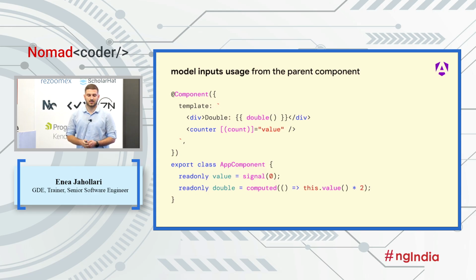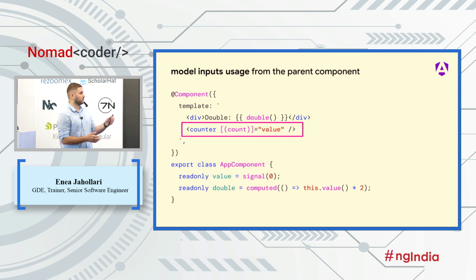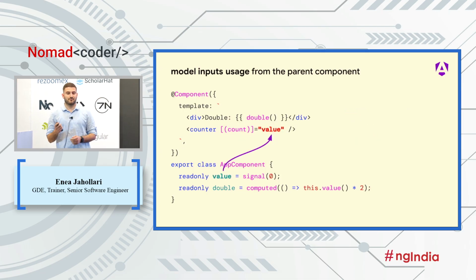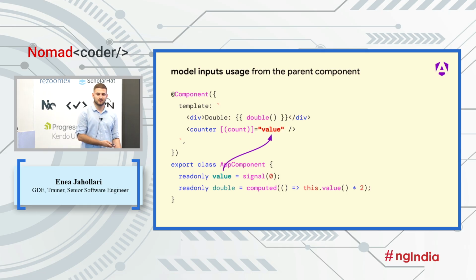And this is, for example, the usage from the parent component where we have counter. So we use count on the banana in a box, and that count, of course, comes from our model. And we have value, which is now a signal. So we have two-way data binding from the child component to the parent component, and the parent component now says, I have a signal that I want you to synchronize with this. I don't care how you do it, you just do it. And that's all Angular's responsibility to do that.